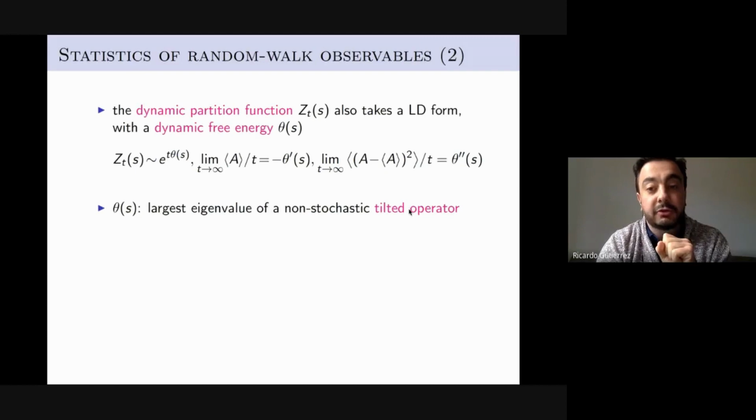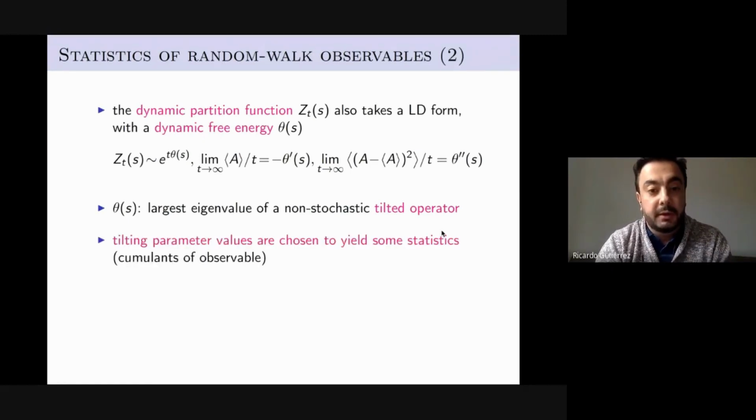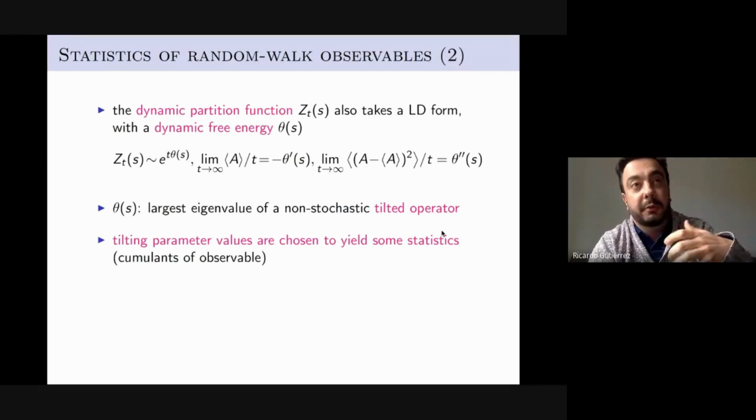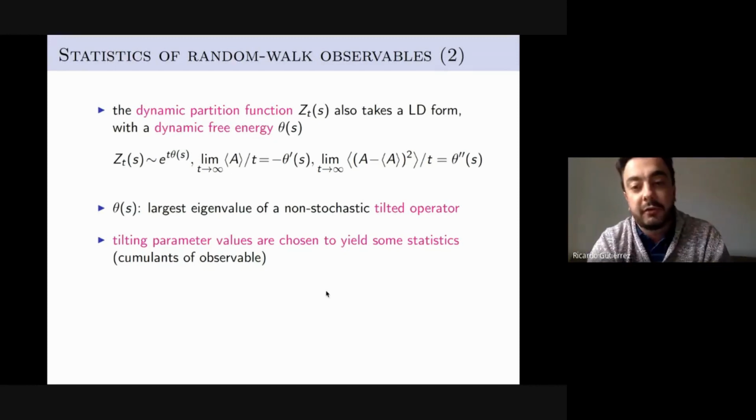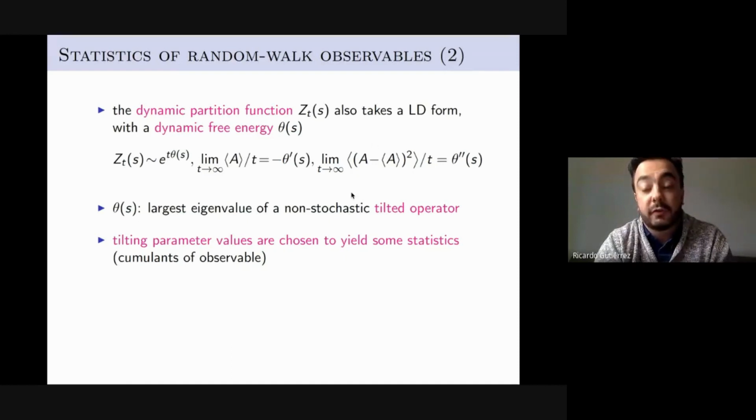And I want to say that this tilted operator is useful to extract that, but it's not a stochastic operator in the sense that probabilities don't add up to 1. You cannot consider it to be a proper stochastic operator. So it's just some operator that you use to extract that information, that large deviation function. And the tilting parameters are chosen to yield some statistics. So you explore the range of statistics that you have, and you say, okay, I want to find this value of S because I want to have, for example, this value of the fluctuations of the observable.